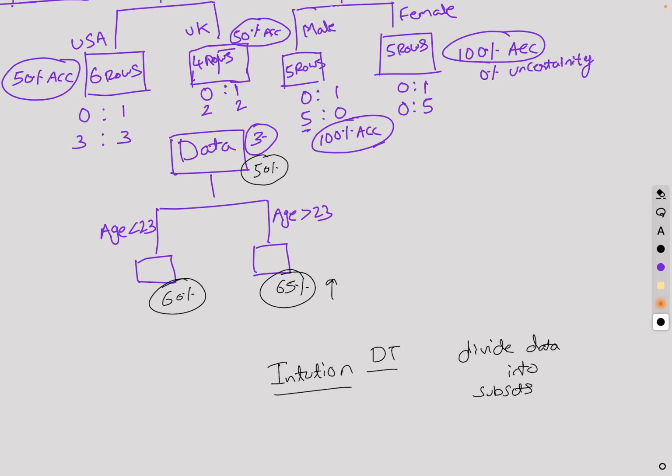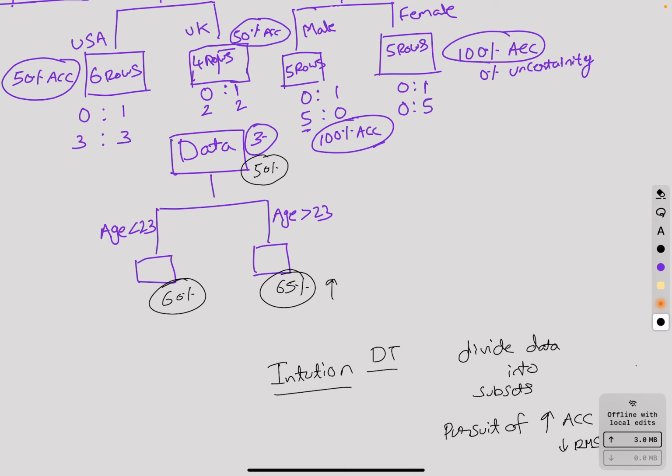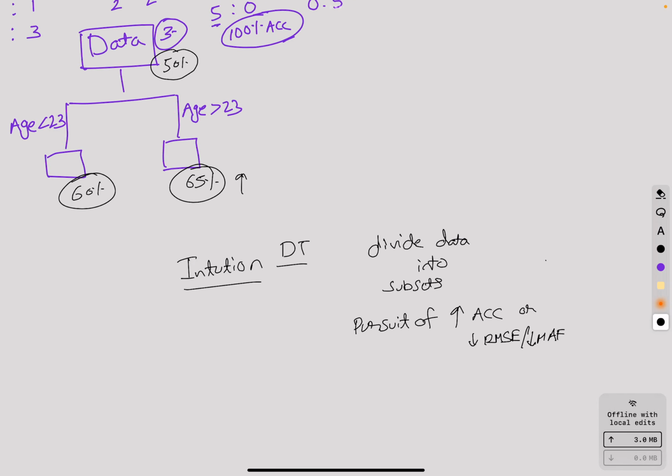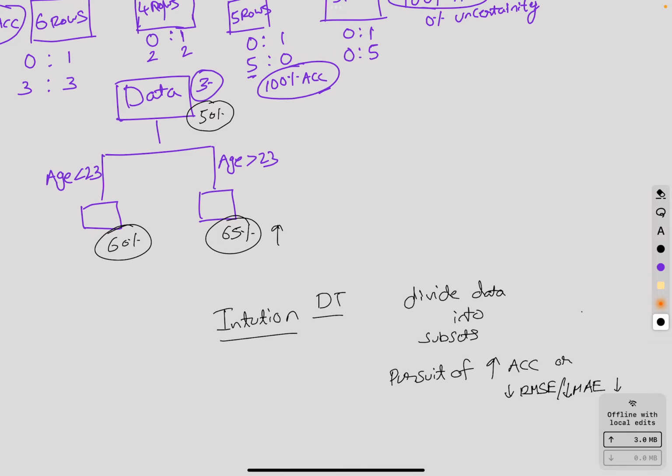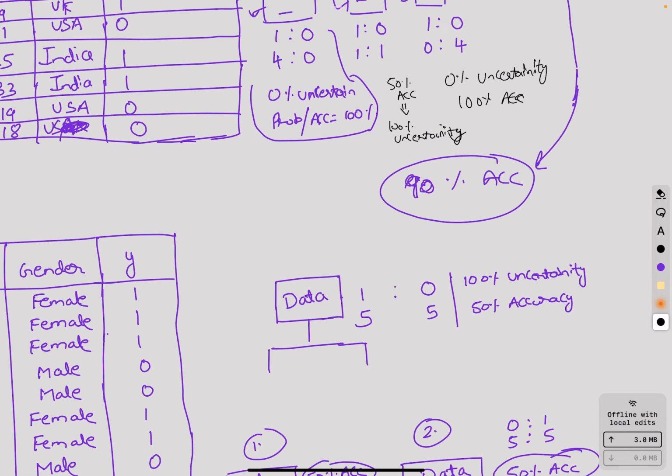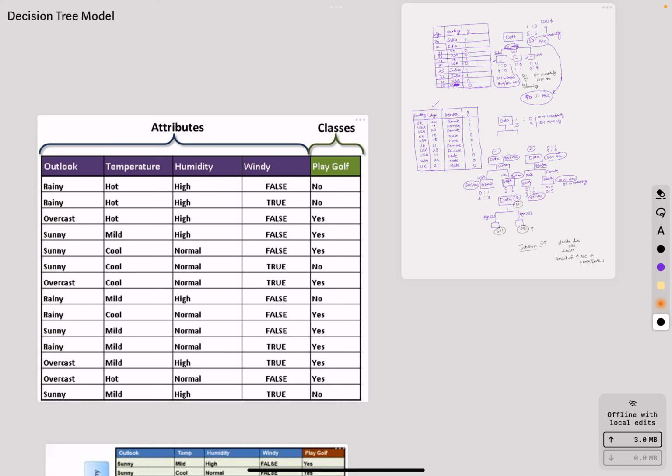Okay, in the pursuit of increasing accuracy, or reducing the RMSE. If you're dealing with a regression task, reducing the RMSE or reducing the MAE, let's say, any metric that belongs to this. Okay, all right, so reducing the MAE. Okay, so this is the basic intuition about a decision tree model.